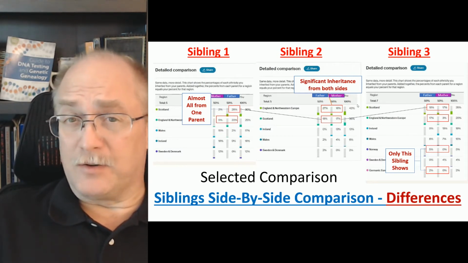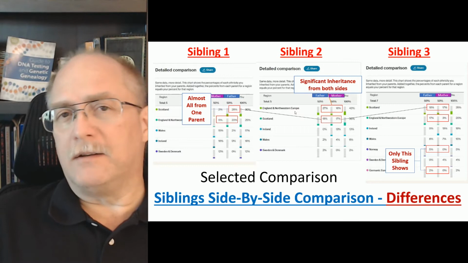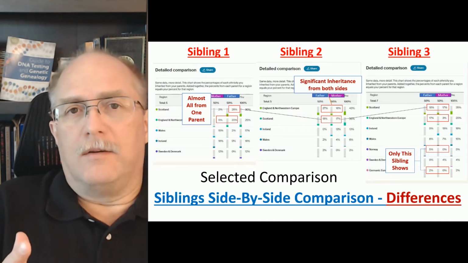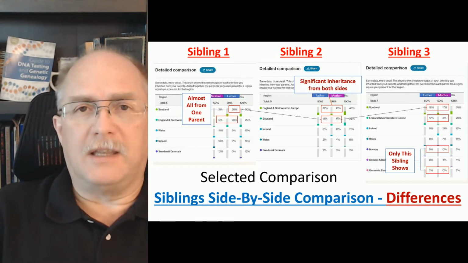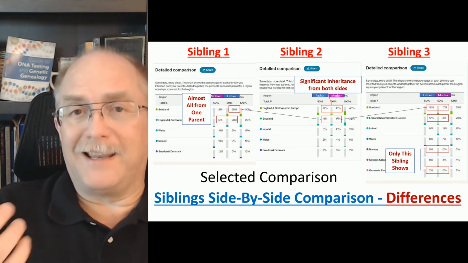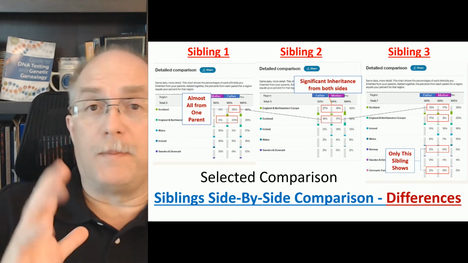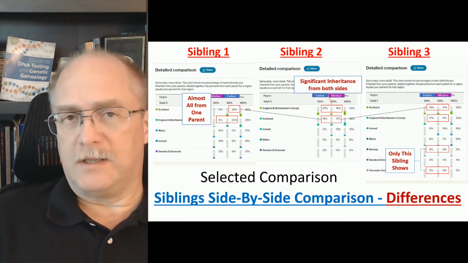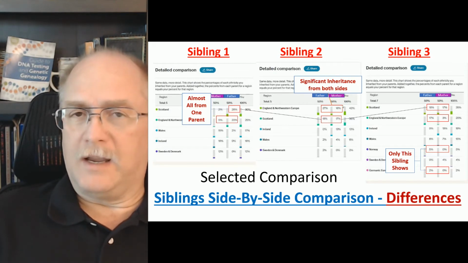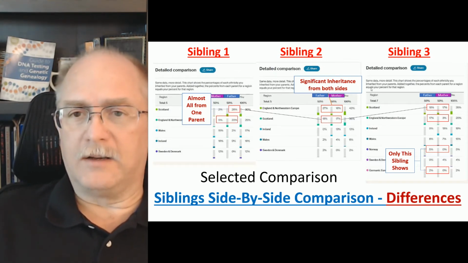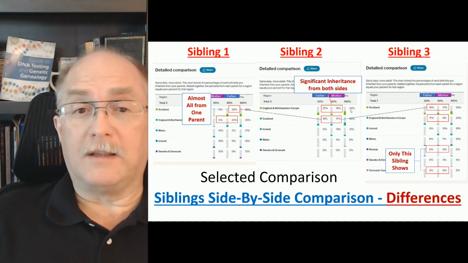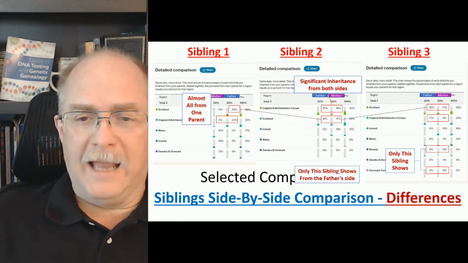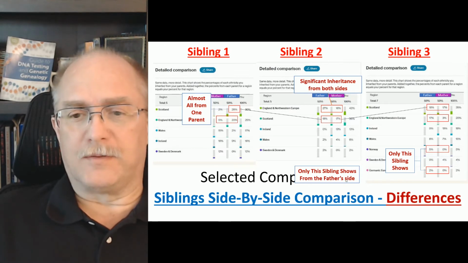This sibling shows 43% from England and Northwestern Europe. And that's because of the amount of DNA during recombination that this particular sibling inherited from both parents, where the other siblings only had a small piece that was inherited. This one had more of a balanced inheritance and increased the total amount that they were England and Northwestern Europe. And then only this sibling shows from the father's side.